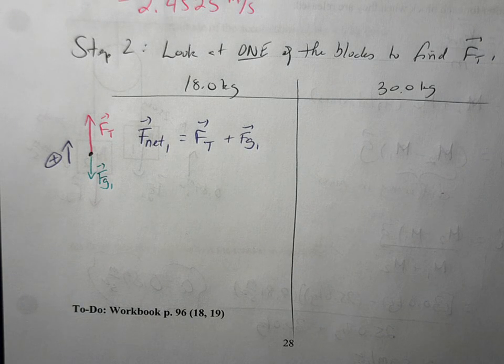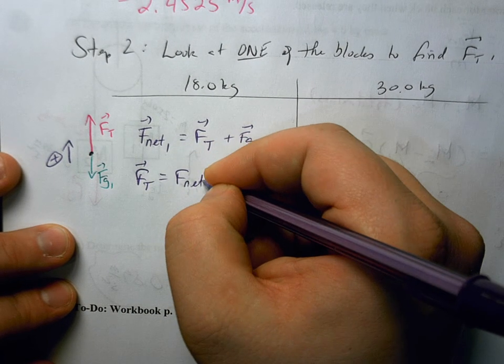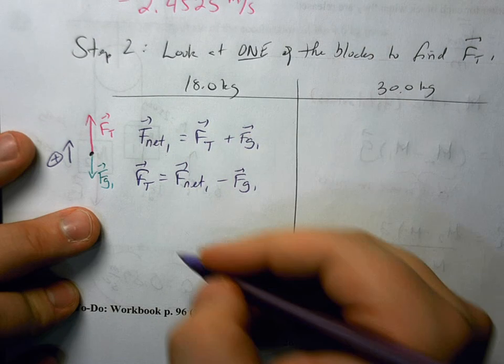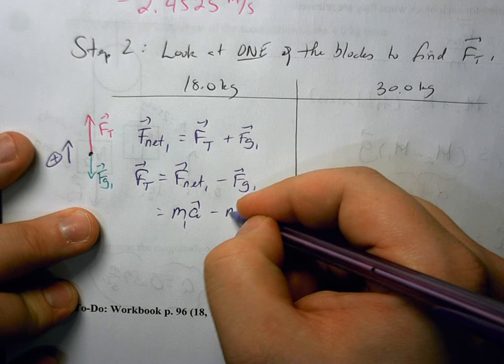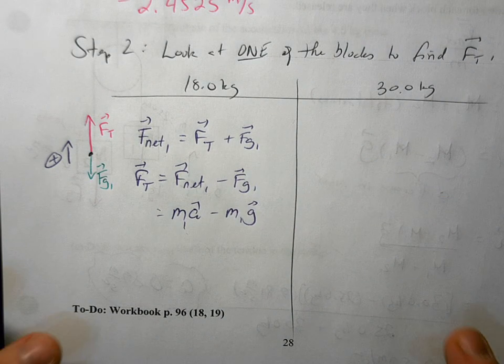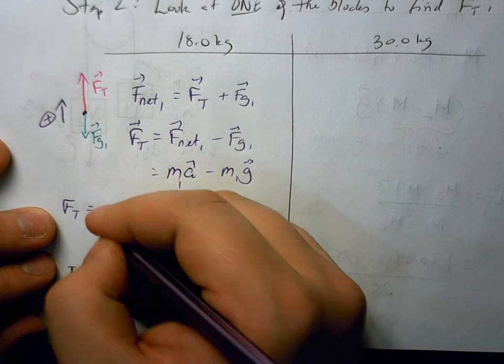We're not looking at the whole system. So the force of tension on this block is going to be the net force on block 1 minus the force of gravity on block 1, or we know Ma minus Mg. Now the only thing we have to do is be certainly mindful of our signs.